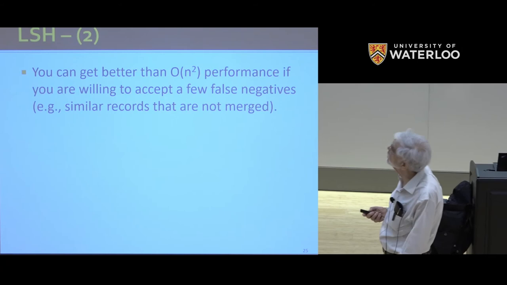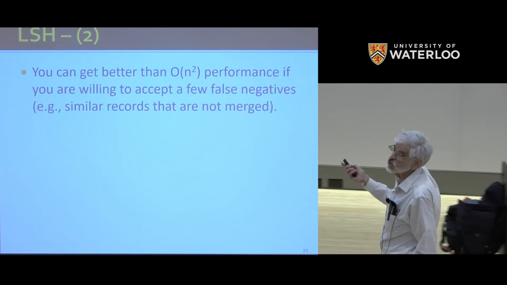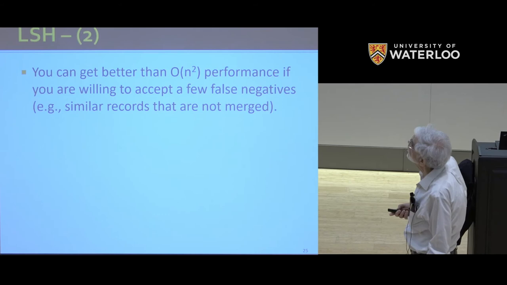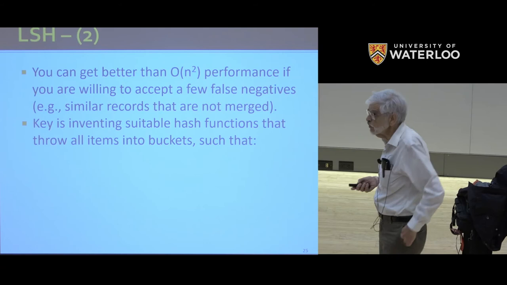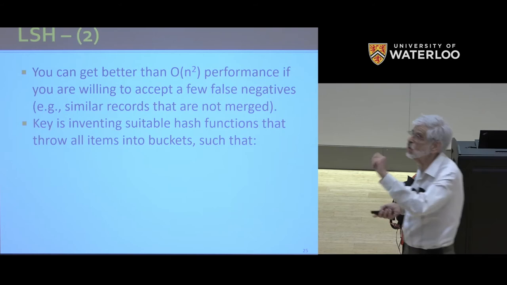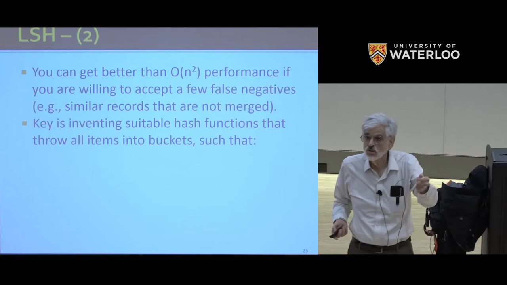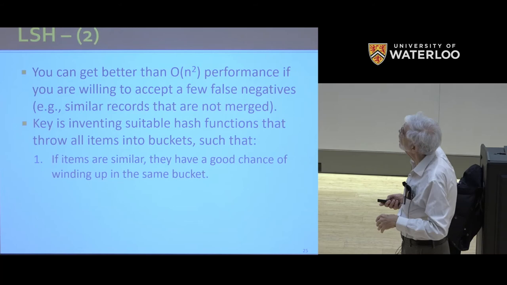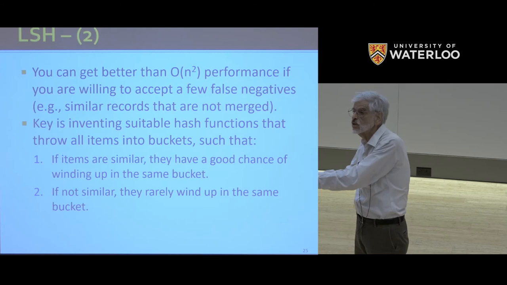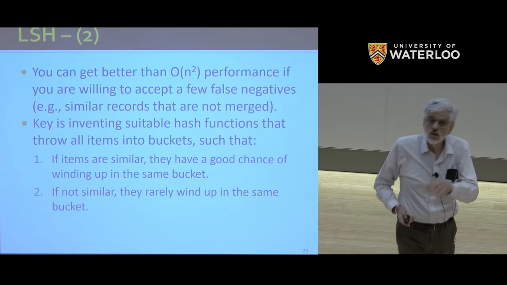Now, it turns out, obviously, there's an obvious n squared algorithm, if n is the number of records. But if you're willing to accept a few false negatives, that just miss a few pairs, then you can do a lot better than that. And this is, by the way, the general idea behind locality-sensitive hashing: you use a large number of hash functions. Each hash function throws all the items that you're working with into buckets. Okay, different set of buckets for each hash function, of course. And what you want is that the chances are better that two items will wind up in the same bucket, for at least one of these hash functions, if they're similar than if they're not similar.